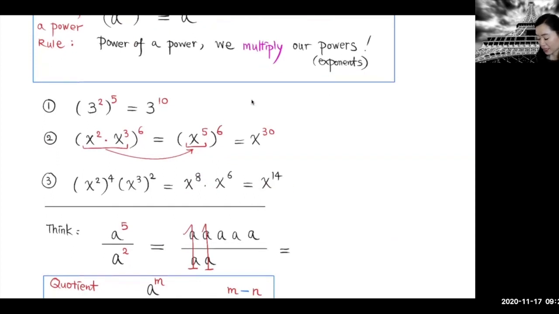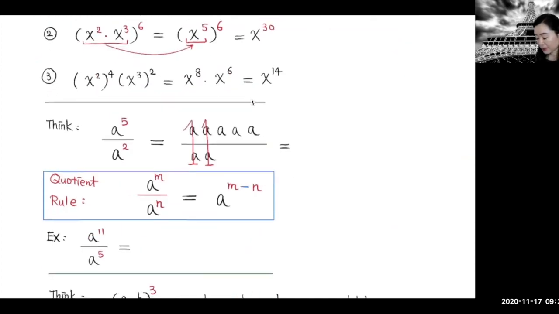Now what about this one? Let's try to discover another rule. So a to the 5th power divided by a squared. Up here is a times itself 5 times, and down here a times itself 2 times. So a over a is 1, a over a is 1. So these 2 cancel, leaving you with 3 factors of a surviving. So this is a to the 3rd power, which is this 5 subtracting this 2. Before you had 5 factors of a, now you cancel out 2 of them, you have 3 factors of a survive.